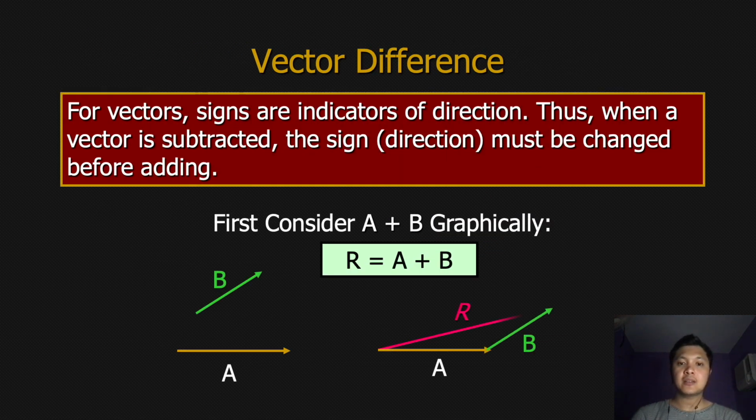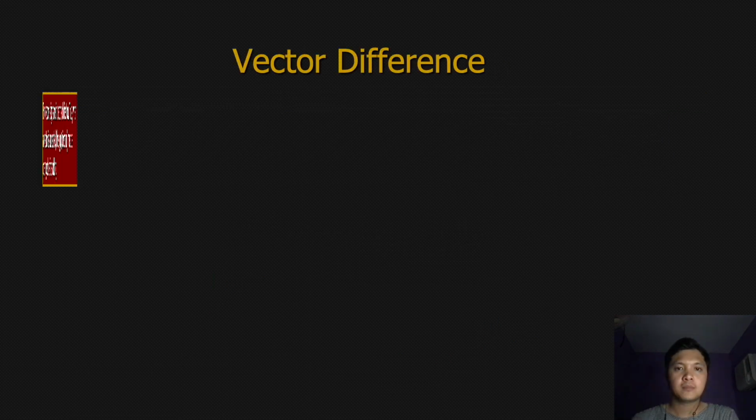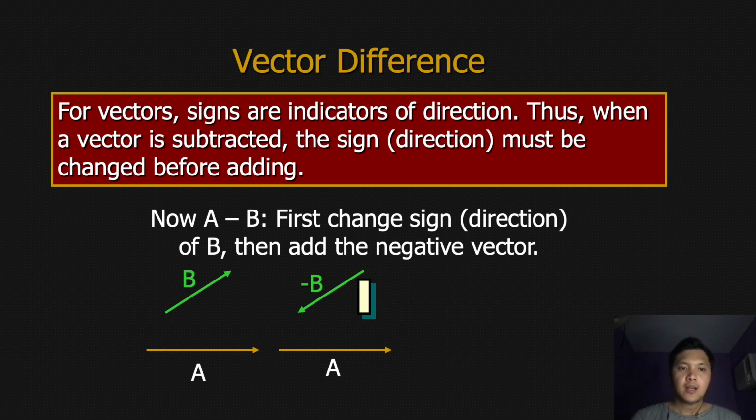Now if we can get the sum of vectors, we can also get their difference. So for vectors, signs are indicators of direction. Thus, when a vector is subtracted, the sign or the direction must be changed before adding. So in short, it's a process similar to the addition of vectors, but in this case, before you add, you have to change the direction first. So for example, we have to subtract b from a, so a minus b. Since we will subtract b from a, we have to change the direction of b and turn it to the opposite direction. So this would become like this, and then again we can get the resultant vector.